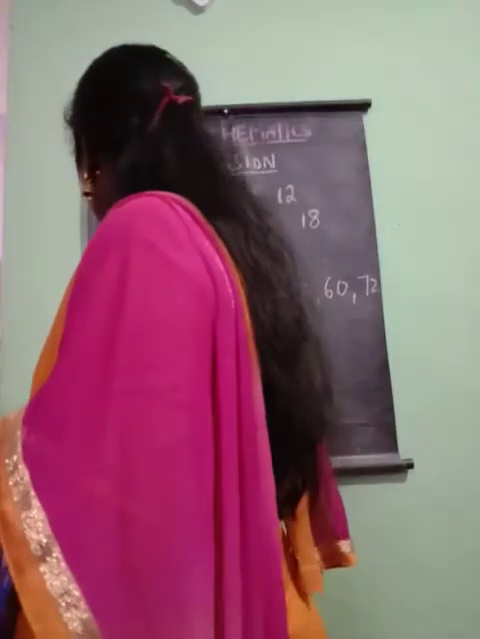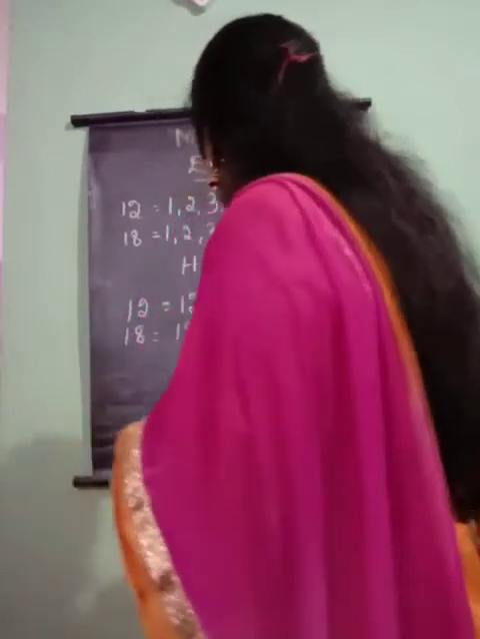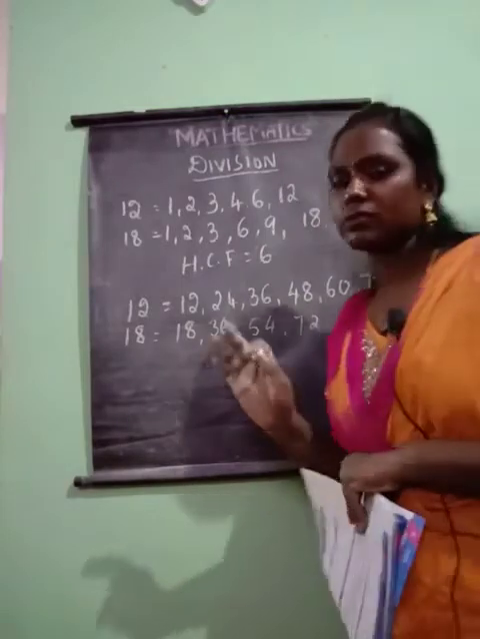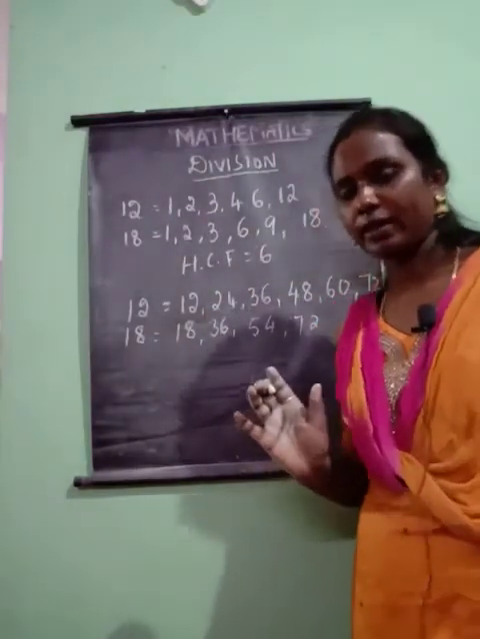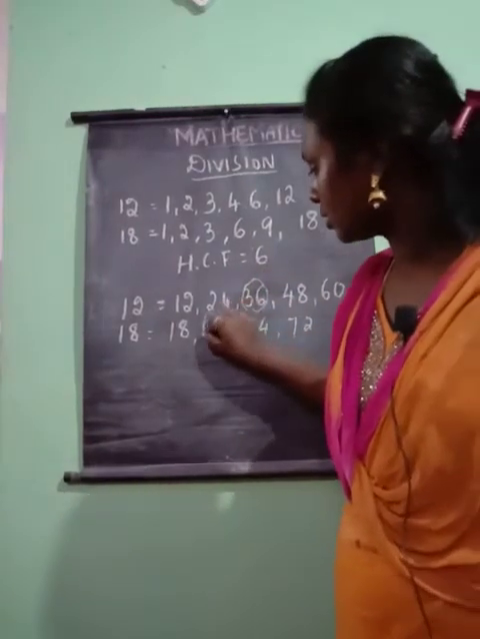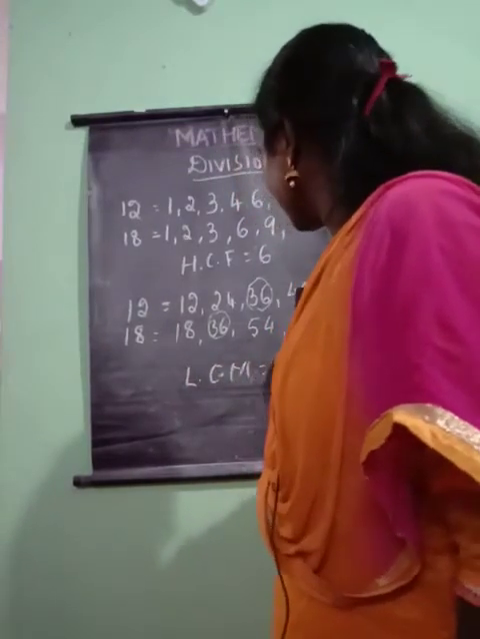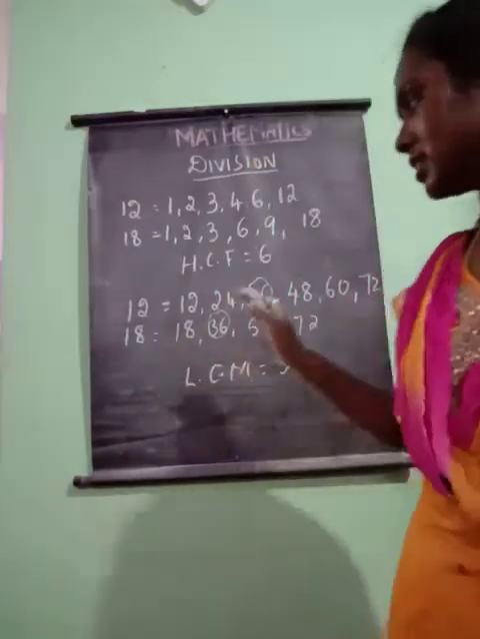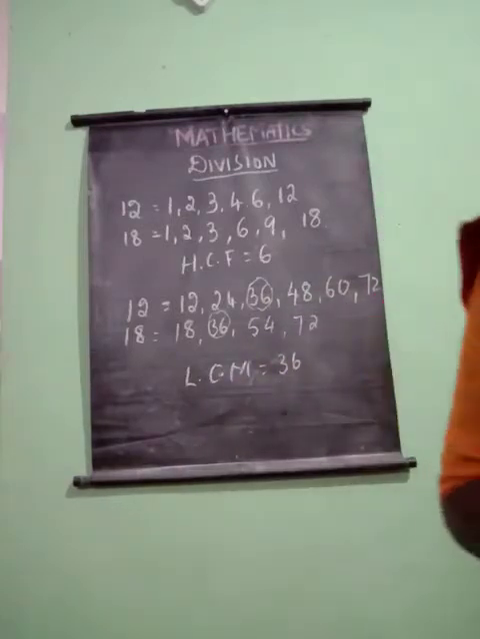Again for 18 we get 18, 36, 54 and 72. This much is enough because we have to find the least. If we wanted the highest, we could still add more numbers. We want the least, and the least we have here and here is 36. So the LCM is 36, as 36 is a multiple of both 12 and 18. I hope you understood this.